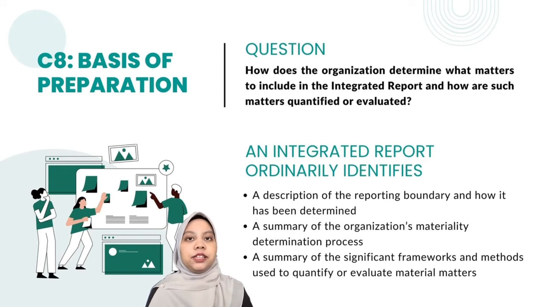An integrated report should answer the question, how does the organization determine what matters to include in the integrated report and how are such matters quantified or evaluated? An integrated report ordinarily identifies a description of the reporting boundary and how it has been determined, a summary of the organization's materiality determination process, and a summary of the significant frameworks and methods used to quantify or evaluate material matters.